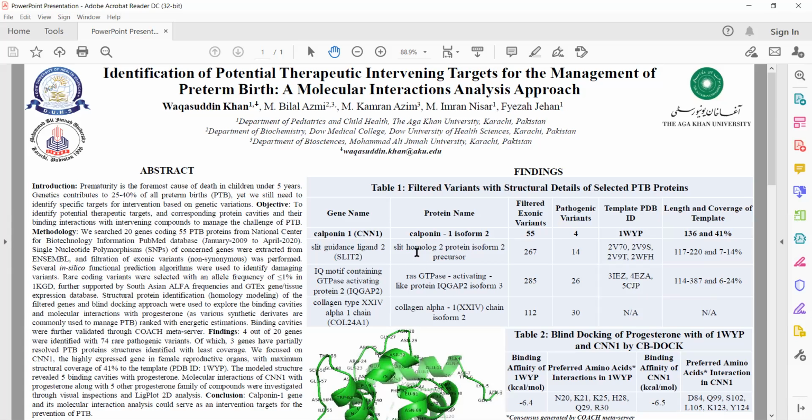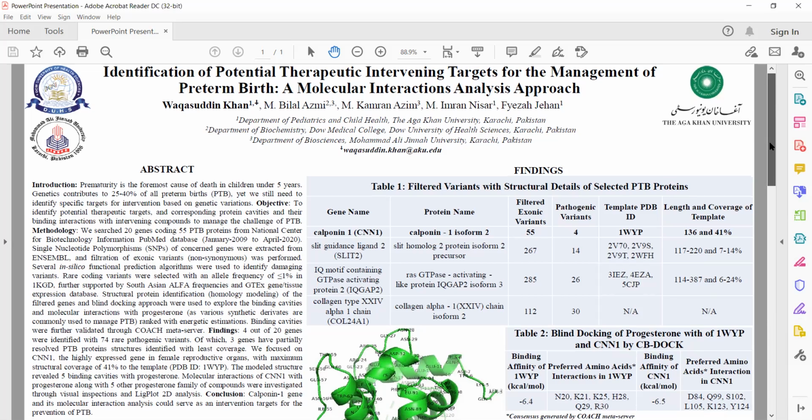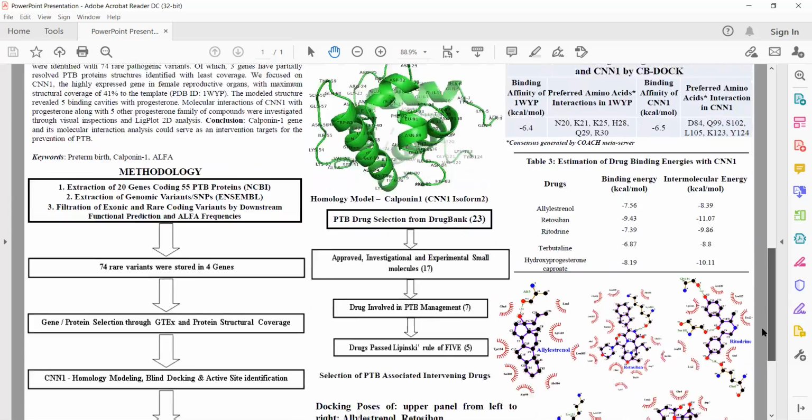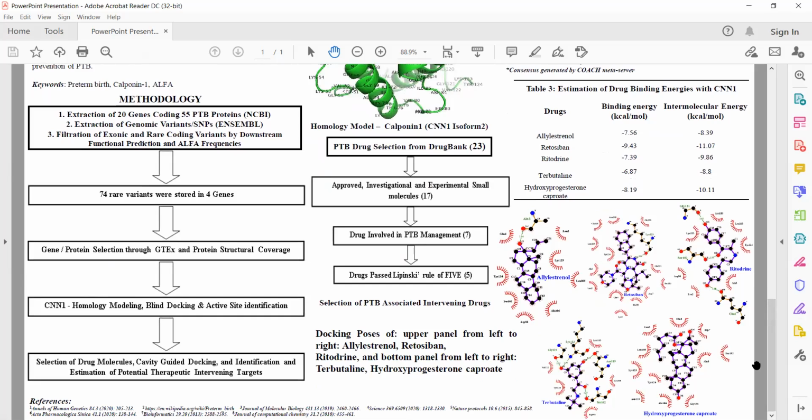I supervised this work, in collaboration with the Dow University of Health Sciences and Muhammad Ali Jinnah University, with my student Muhammad Bilal Asmi, and this is his thesis research work. Okay, so you can already read the abstract on the GLBIO website. Let me take you to the methodology first.